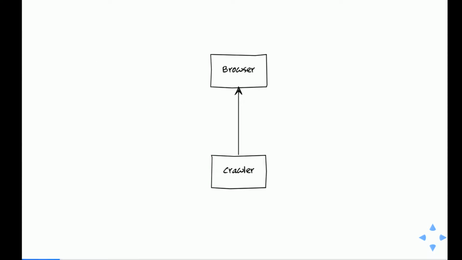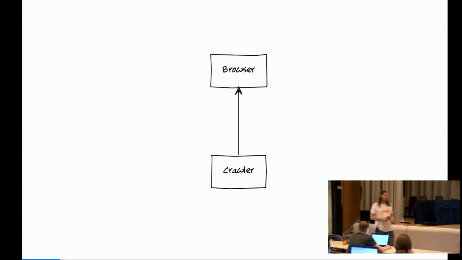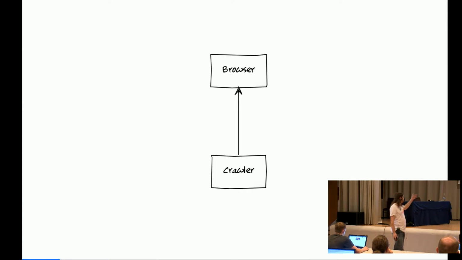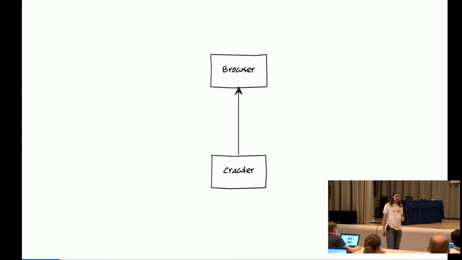I'll present diagrams. They're not strictly UML, but they represent direction of coupling. So in this case, crawler depends on the browser. So if browser changes, our crawler is affected. Simple as that. Make sense? Still not awake?